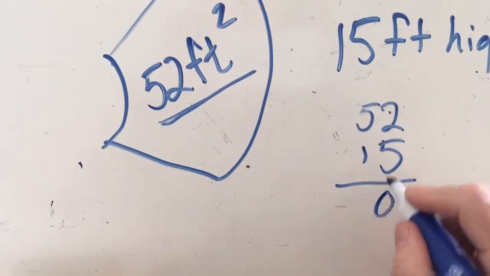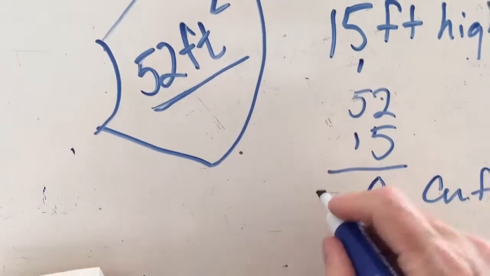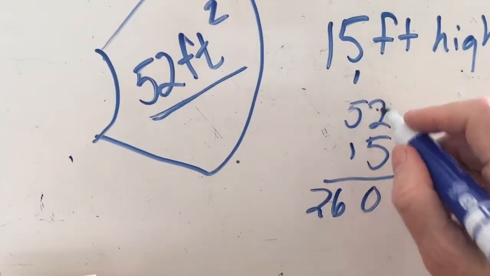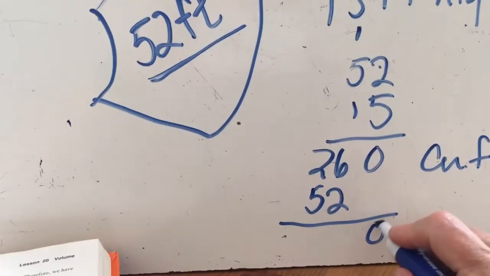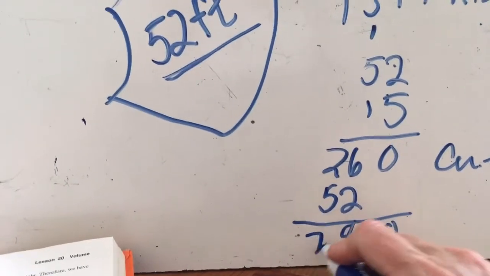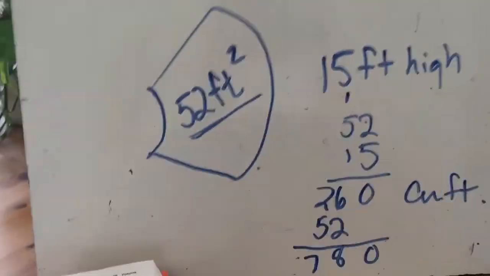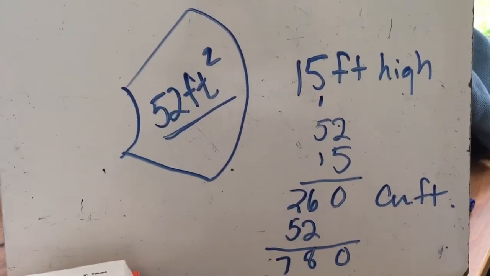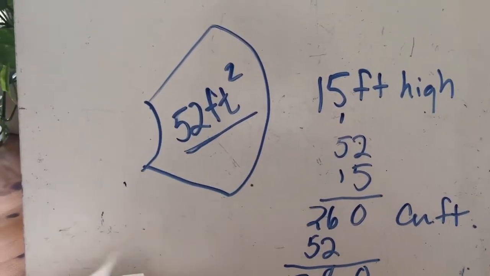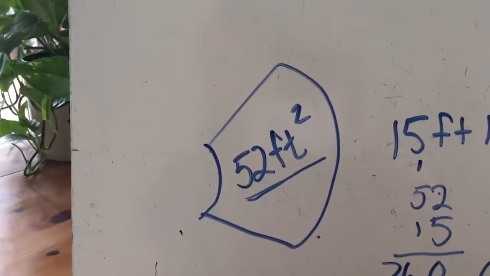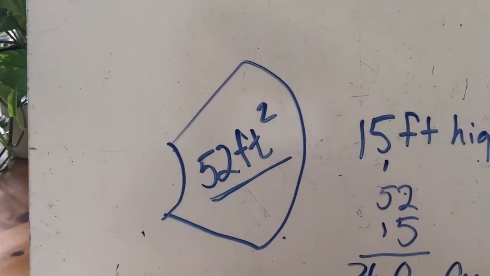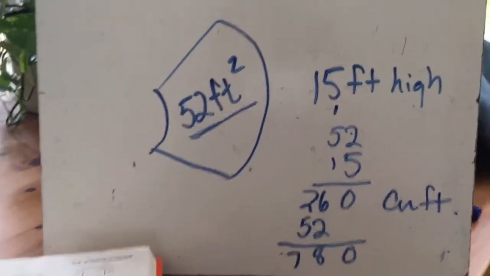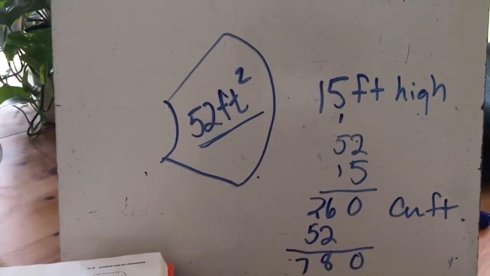2 times 5 is 10. Carry the 1. 25 plus 1, 26. 52 times 1 is just the 52. And 0, 8, 7. 780 cubic feet is that answer. So that was example 20.5, and that one was the last example, and now we'll do some practices.